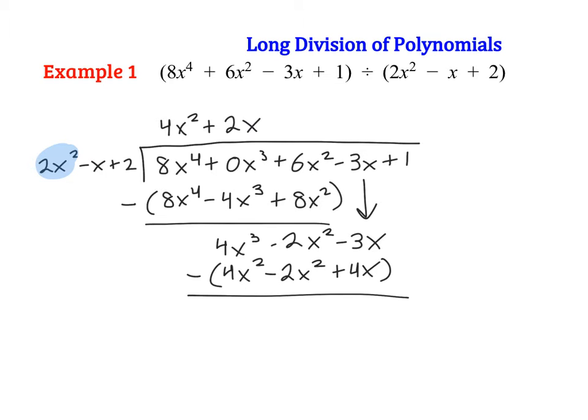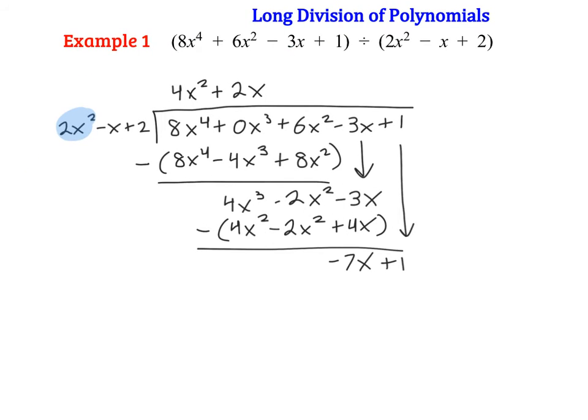So my first term cancels out. I have negative 2x squared minus negative 2x squared, which becomes 0x squared, so that also cancels out. And then here I have negative 3x minus 4x, so I have negative 7x. And then I'm going to drop down my last term like this. Now from here, I'm no longer able to continue the division because I can't do x divided by x squared, so that means that this is going to be our remainder.